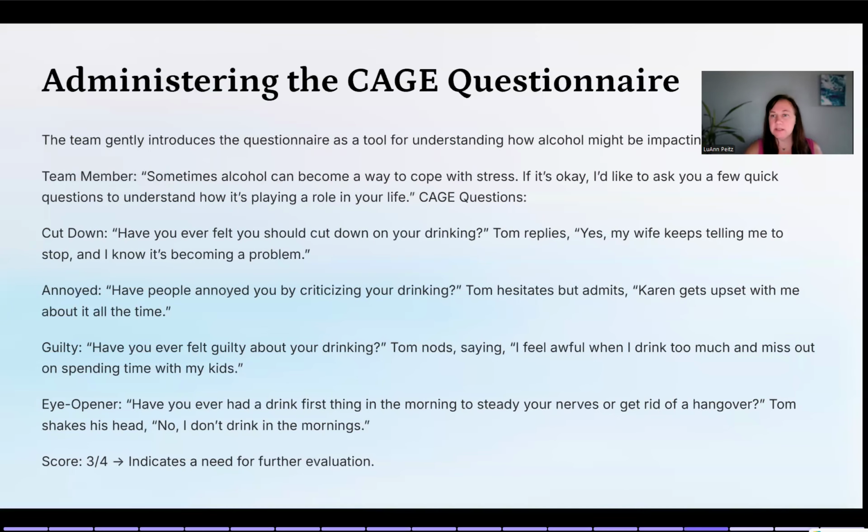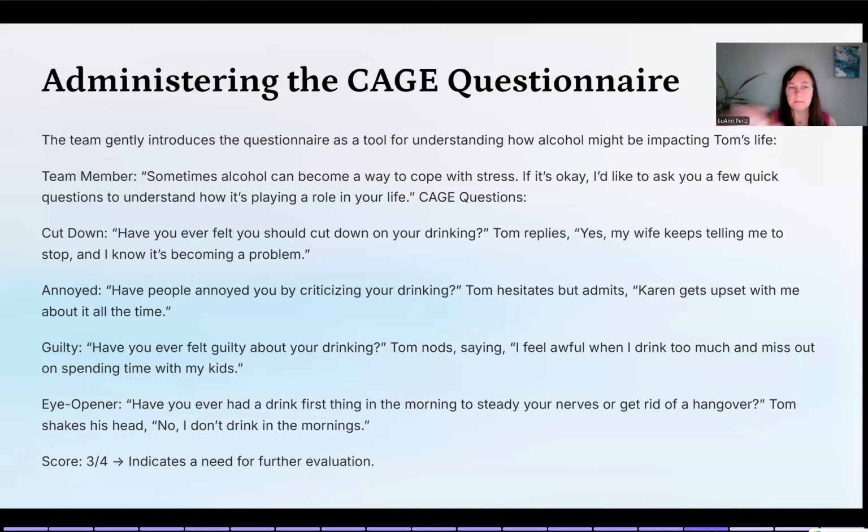Here's how you'd administer the questionnaire. So the team gently introduces the questionnaire as a tool for understanding how alcohol might be impacting Tom's life. Team member might say, sometimes alcohol can become a way to cope with stress. If it's okay, I'd like to ask you a few questions to understand how it's playing a role in your life. So here's the CAGE questions. Cut down. Have you ever felt you should cut down on your drinking? Tom replies, yes. My wife keeps telling me to stop, and I know it's becoming a problem.